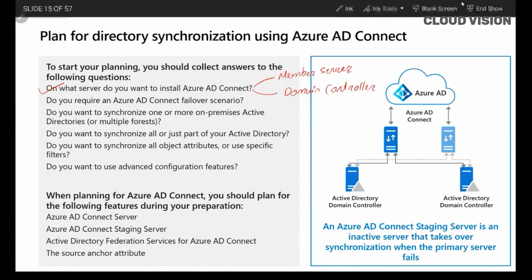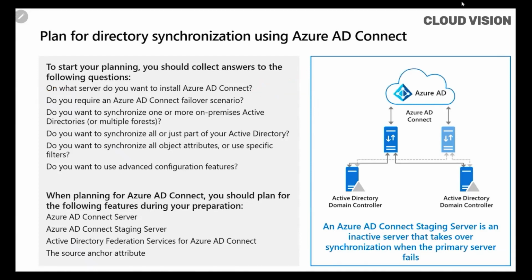Do you want to have an Azure AD Connect failover scenario? This is an example of the Azure AD Connect failover scenario, where you can install the Azure AD Connect tool on a server, which will be your primary tool. This tool will be responsible for synchronizing objects from your on-premise Active Directory to your Azure Active Directory. So any changes that you're making over here will be reflected in your Azure Active Directory.